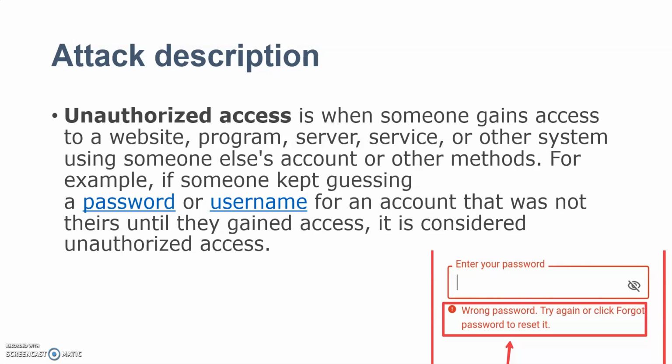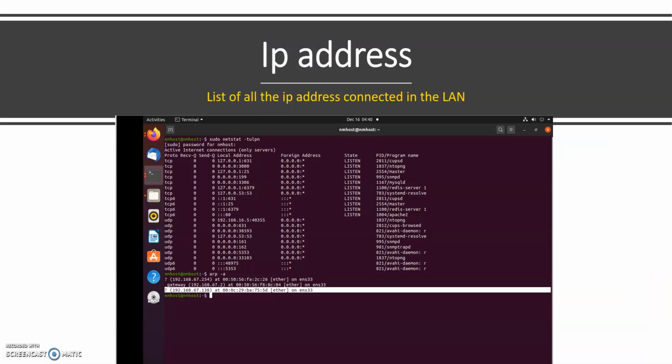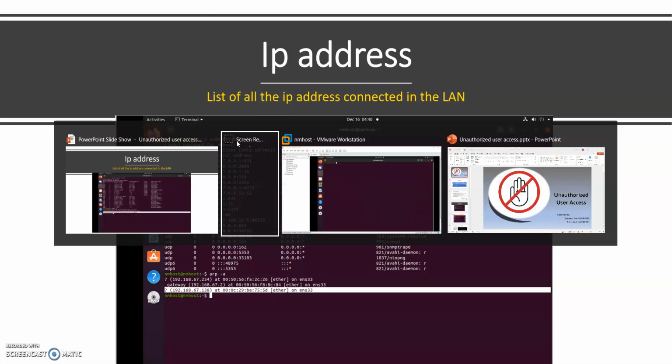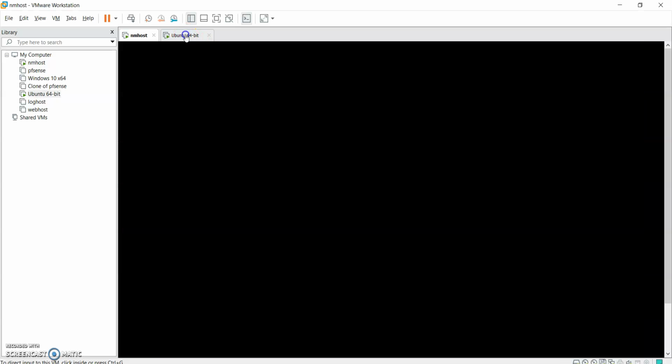So, what is unauthorized user access? Unauthorized user access is when someone gains access to a website, server, or other system using someone else's account or another method. For example, if someone kept guessing your password or username for an account that was not theirs until they gained access, it's called unauthorized access. You won't be able to access anything unless you know the credentials and the desired passwords. Now let's go to our terminals.